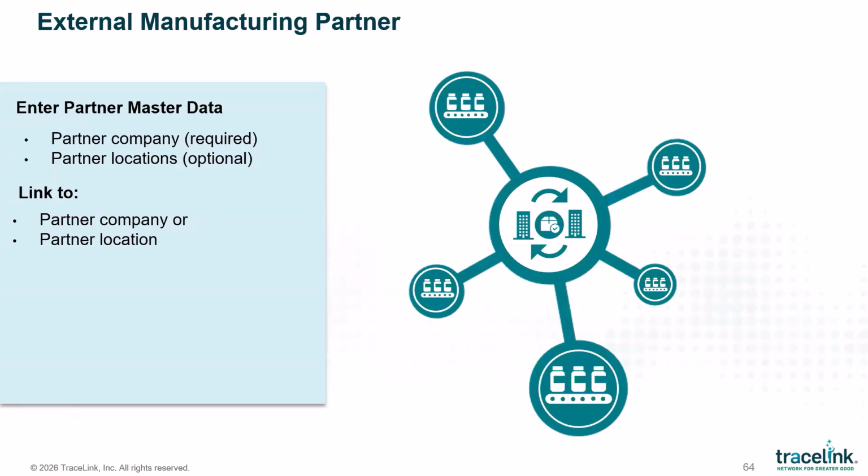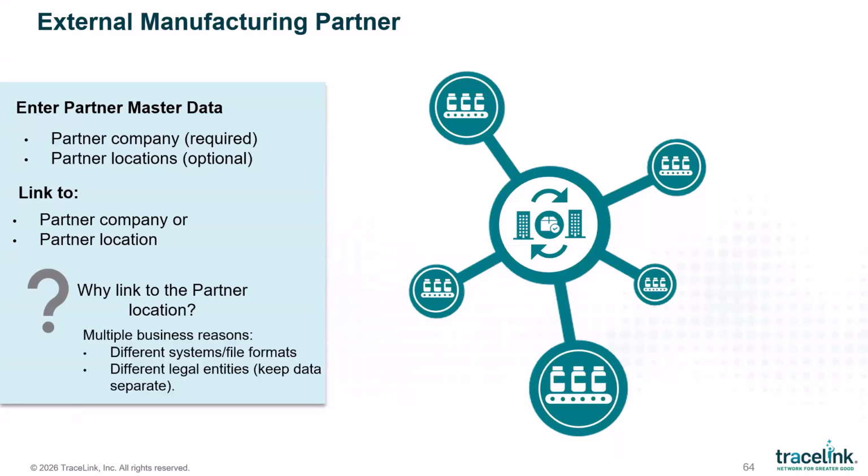At a minimum, you must create the partner at the company level, but you also have the option to define specific partner locations. Why might you want to link to a partner location versus the partner company level? Linking at the location level may be appropriate if different sites of your partner company use different systems that require separate B2B connections or file formats, or represent different legal entities. So you want to keep their data separate. If the partner company operates as a single legal entity for owner products, linking at the company level is sufficient.